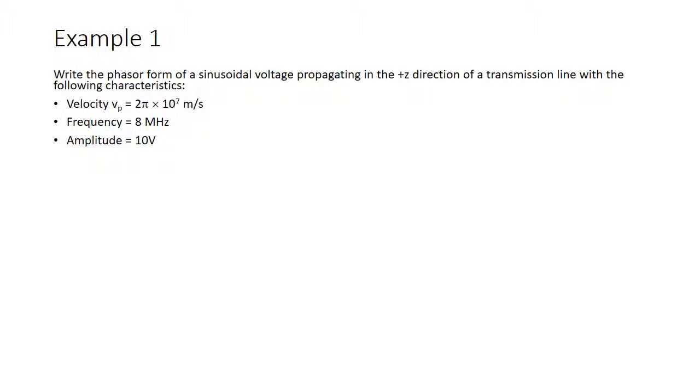Let's end with a quick exercise. So we're giving you a sinusoidal voltage. It's propagating in the plus z direction, so that should tell you what sign the beta z needs to be. And we've given you these characteristics here. So your mission is to convert this into phasor form using the process that we described in the last slide, that simple two-step process. So I'll give you a few minutes to think about this. Go ahead and do it, and we'll actually solve this in the next video.